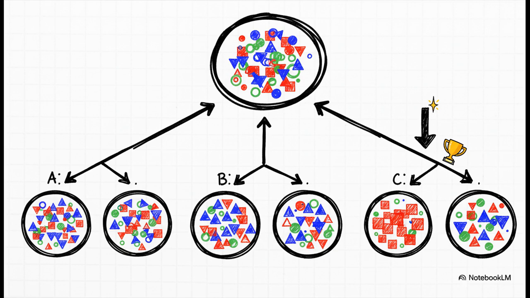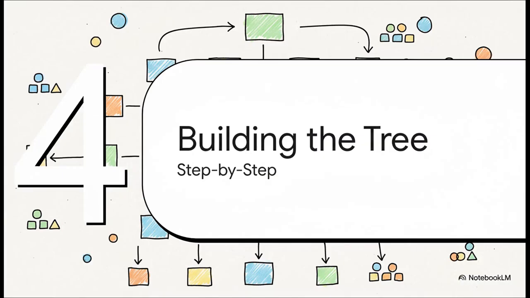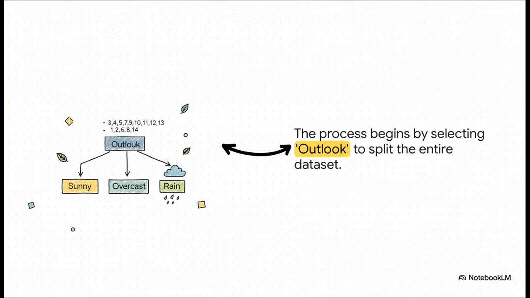It's that simple. All right, we have all the pieces now: purity, entropy, information gain. So let's see how they all work together to actually build a tree. We're going to watch it happen step by step using a classic example about playing tennis. Okay, so we start with all our data, 14 days worth of examples. The algorithm calculates the information gain for splitting on every feature: outlook, temperature, humidity, and wind. And it finds that asking about the outlook gives the biggest reduction in uncertainty. So boom, outlook becomes our root node.